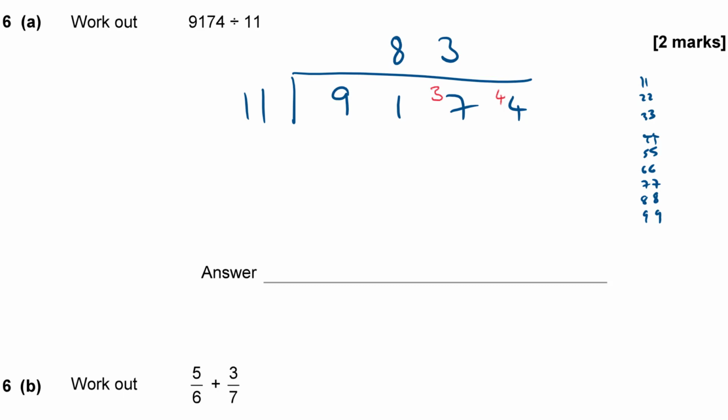How many times does 11 go into 44? Well, 11 goes into 44 4 times. Remainder 0 because 4 11s are 44. So our answer is 834 exactly.